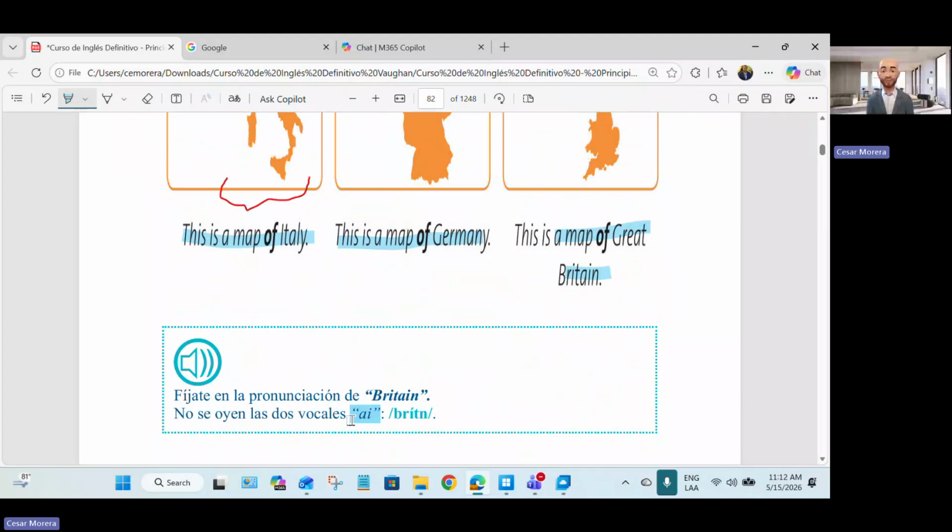So the last sentences that we were working on: this is a map of Italy. This is a map of Germany. This is a map of Britain. Perfect. Good job. Keep going. Let's go with these other ones. This is a map of France. This is a map of Russia. This is a map of Canary Island.